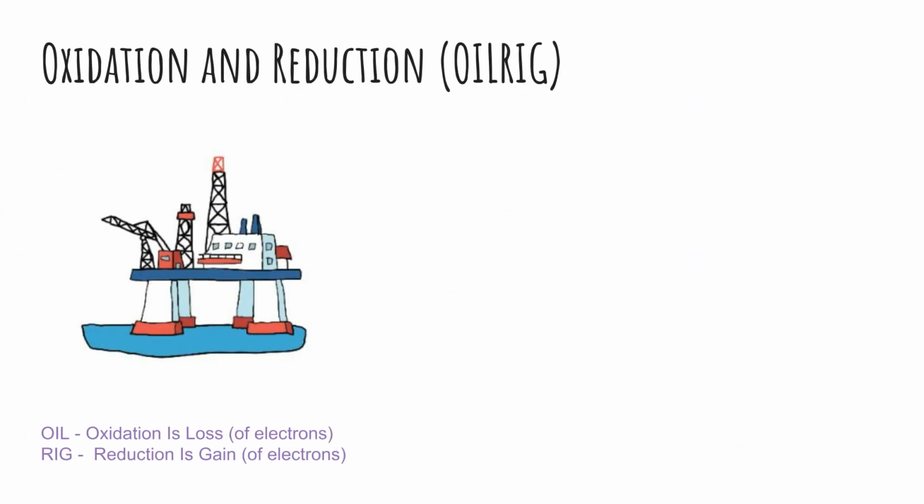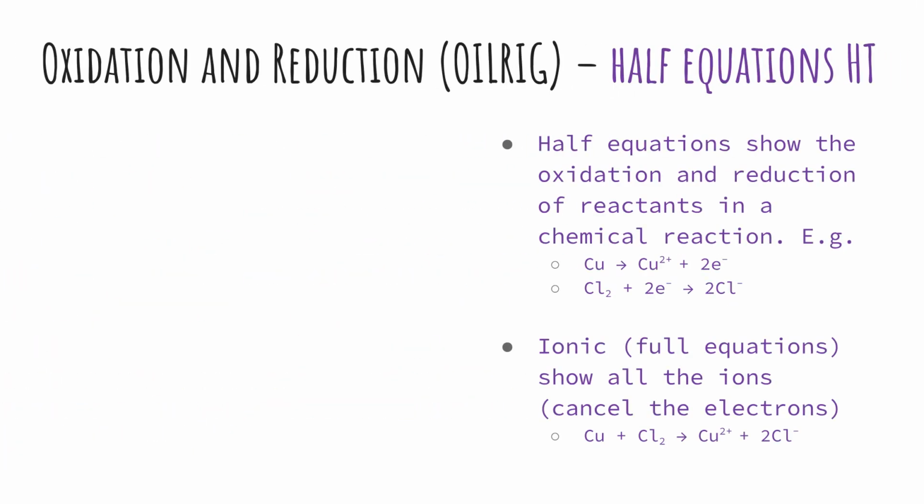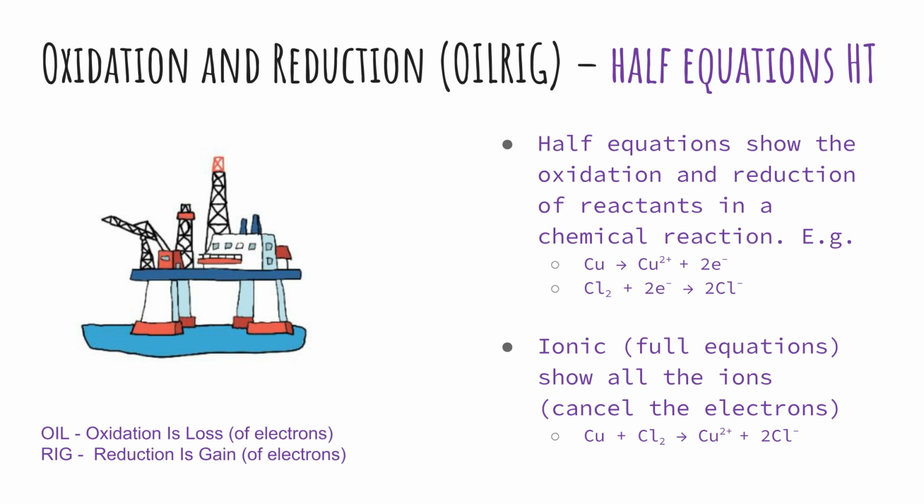Remember the acronym OILRIG. Oxidation is loss of electrons, and reduction is gain of electrons. Oxidation also involves gaining oxygen, while reduction involves losing oxygen. For higher tier, half equations show the transfer of electrons. Oxidation involves the loss of electrons, and reduction involves the gain of electrons. Full ionic equations combine these, canceling out the electrons.